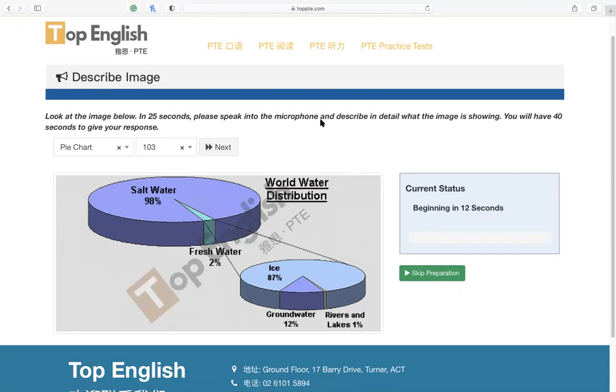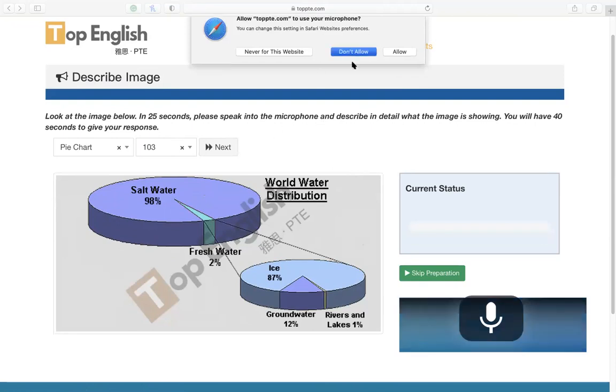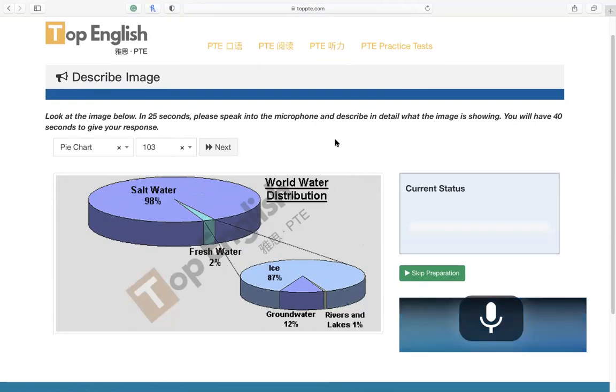This is an interesting image in front of me. Let me have a closer look at this image. In this image, I can see two pie diagrams with world water distribution. There is 98% of the water is salt water and only 2% is fresh water. Out of the 2% fresh water, 87% is ice and 1% is in lakes and rivers and 12% is groundwater.